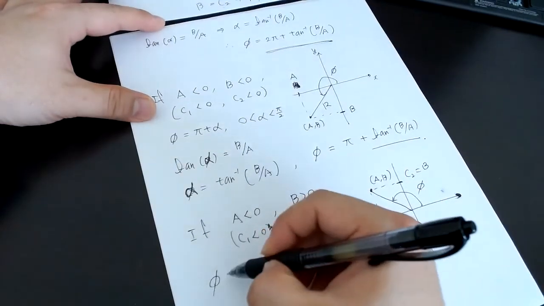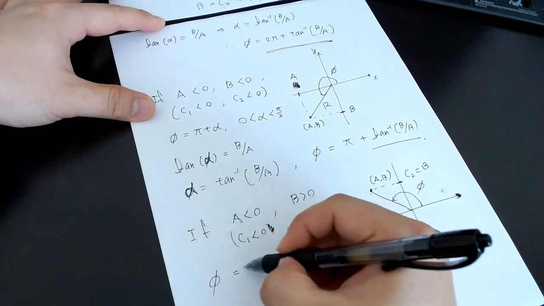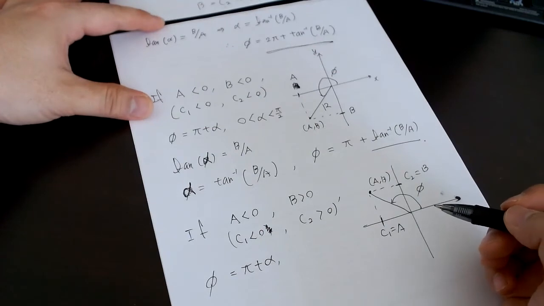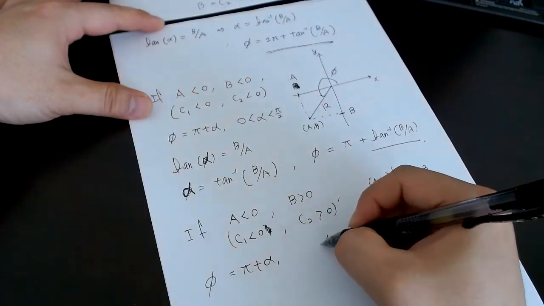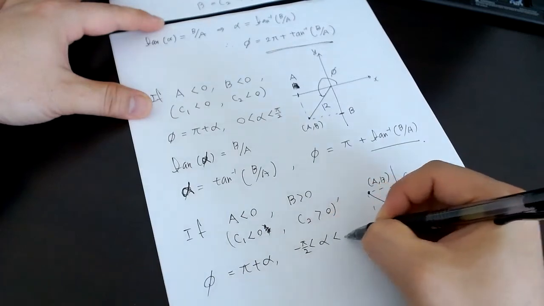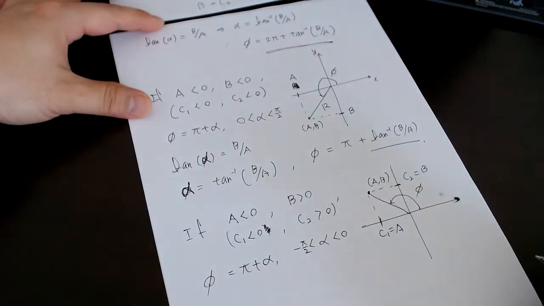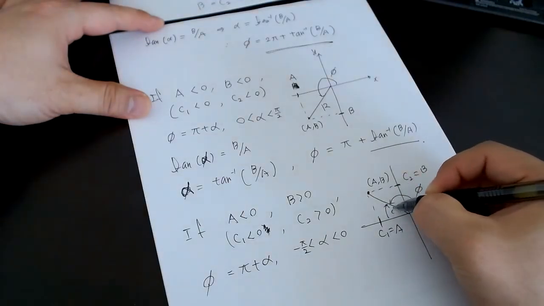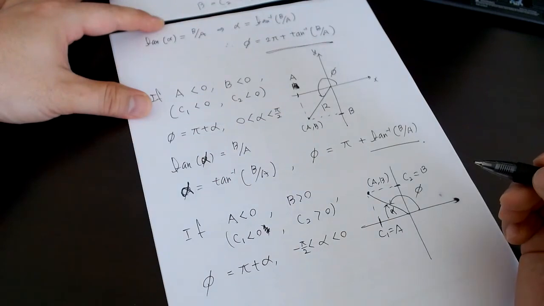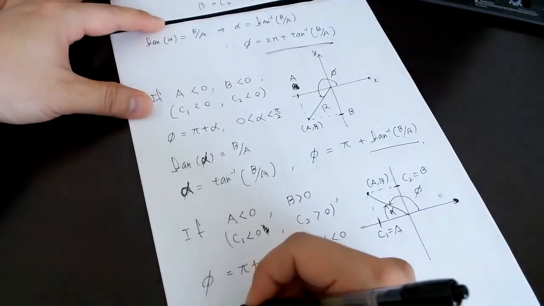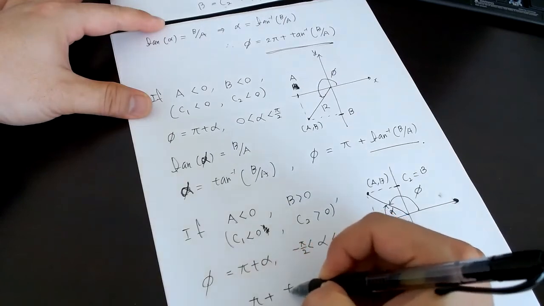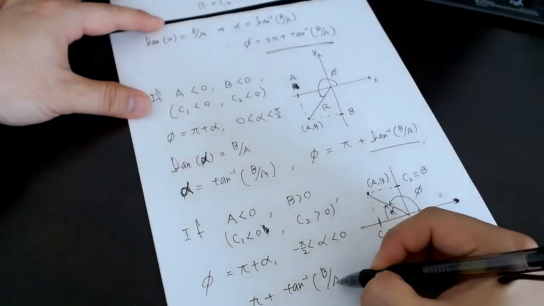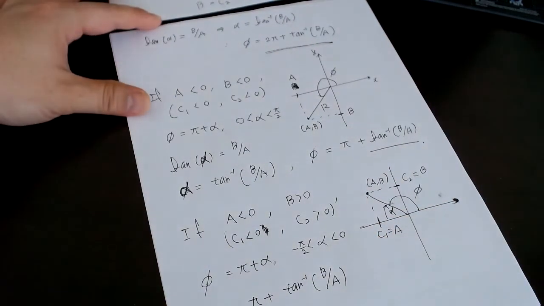Then pi can be expressed as pi plus alpha. Here, alpha must be what? Between negative pi over 2 and 0. So alpha is greater than negative pi over 2 and less than 0. Okay. So this is going to be alpha. All right. So now then what? Pi can be expressed as pi plus arctangent of B over A. Right. Oh, let me see.